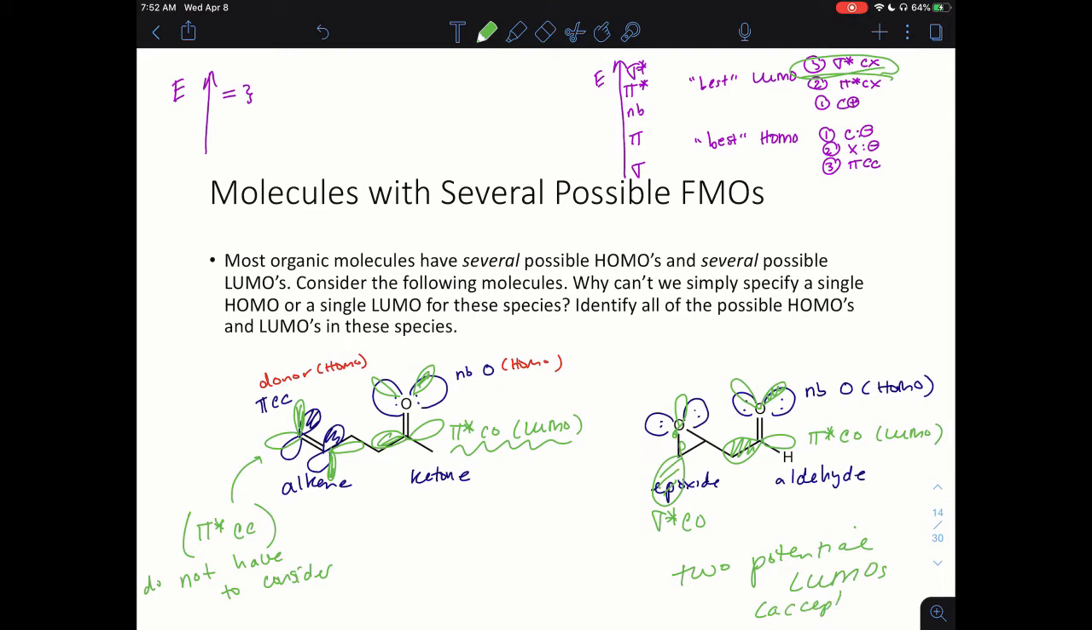All right, so how will you know which one reacts? Well, that's the subject of the rest of the year, so we'll get to it. For now, we're identifying them and recognizing that molecules can have more than one reactive site.